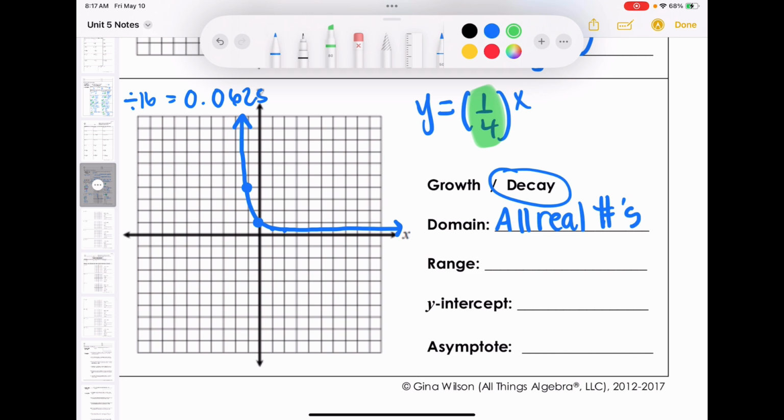All right, if we're looking at our range, which remember is our y values, our y's stay above in this section. They're never going to drop down here. So that is at a y value of 0. That means y is greater than 0. On my xy table, I need to find where x is 0. So my y-intercept is going to be 0, 1. And then the asymptote is the same thing as the range. We just change it to an equal sign.